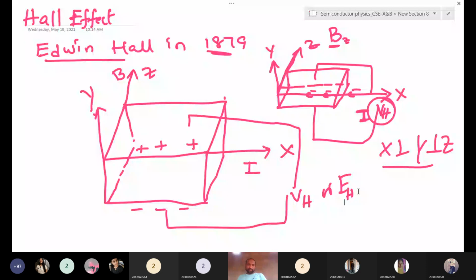Once there is a development of voltage, this field will restrict the further deflection of the charges. Here the magnetic field is there and some charges are deflecting. After deflecting from the original path, a Hall voltage is developing between these two faces. This voltage restricts the further deflection of charge carriers from the original path. That is the Hall voltage, or you can say Hall field also.